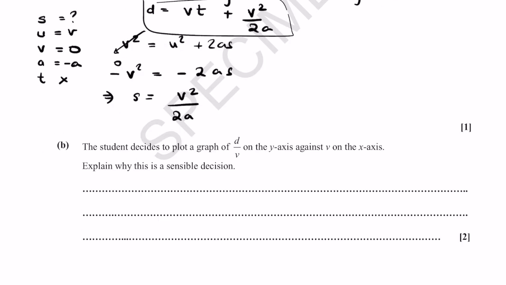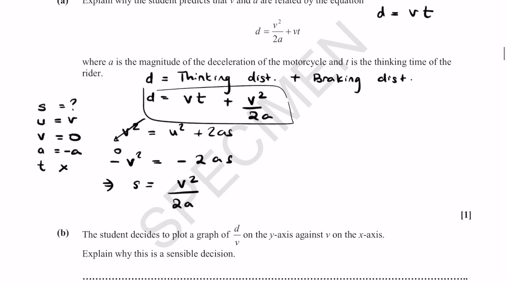For part B, it says the student decides to plot a graph of d over v on the y-axis and v on the x-axis. Explain why this is a sensible decision. So let's look back at the equation. If we are given this form, we can say it is in the form of y equals mx plus c. However, they want us to use d over v against v.